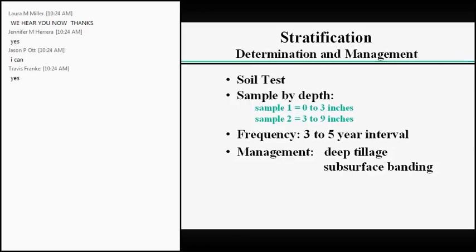If you've got stratification, you've got to get the phosphorus into the soil some way. And there's two ways that you can do that. We can do that through deep tillage, or we can do it through subsurface banding. And I'll give you some examples of that.